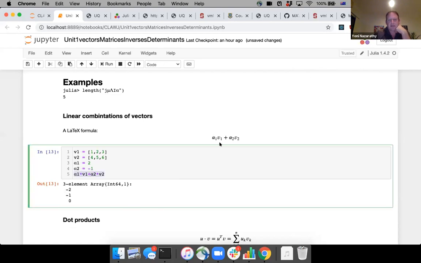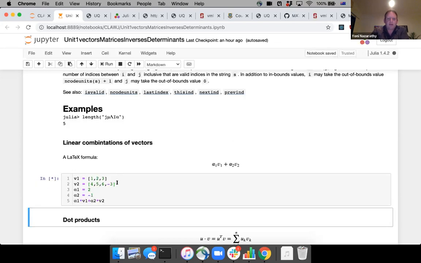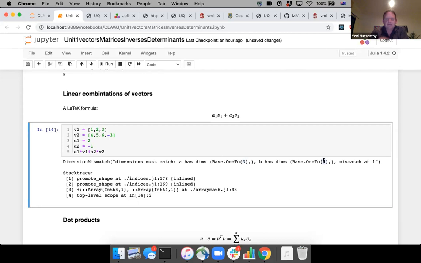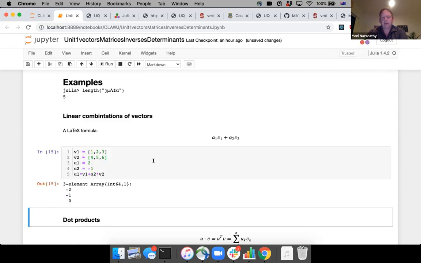Okay, so what are we doing in line number five? We're doing exactly this. We're doing the linear combination of two vectors. What if this vector had another element? If the vector v2 had another element, would this work? Well, let's see. Dimension mismatch. So we can't add a vector of dimension 3 to a vector of dimension 4.